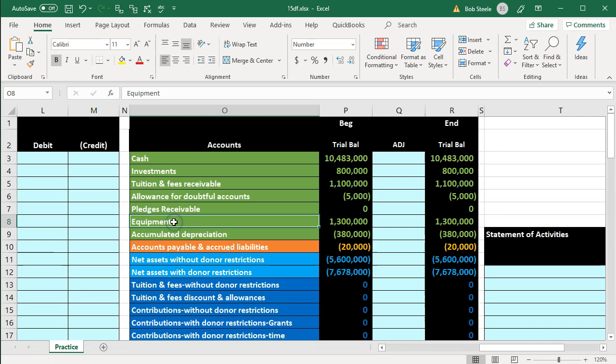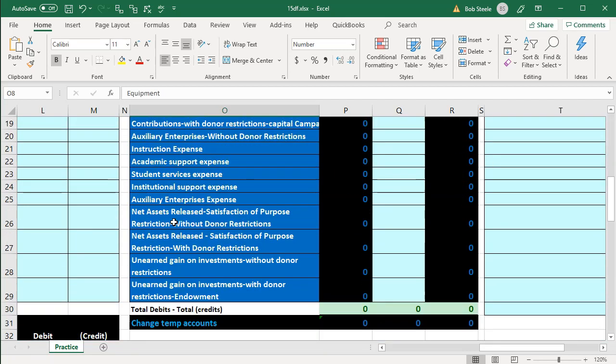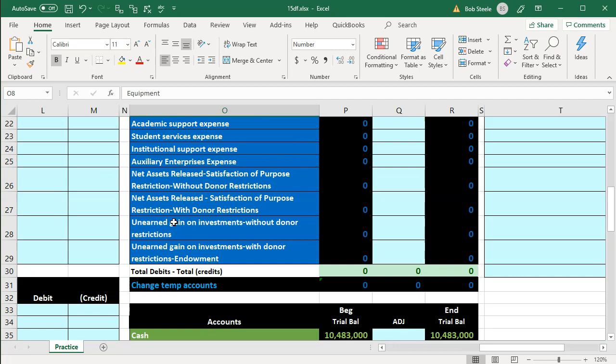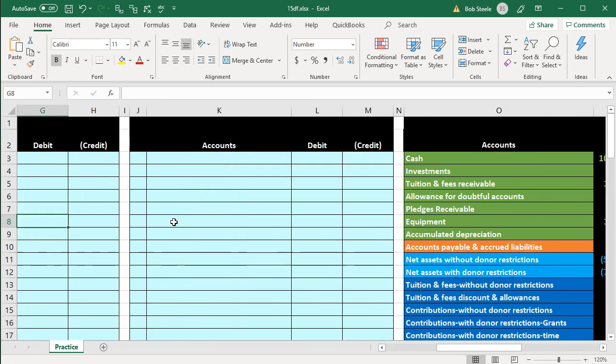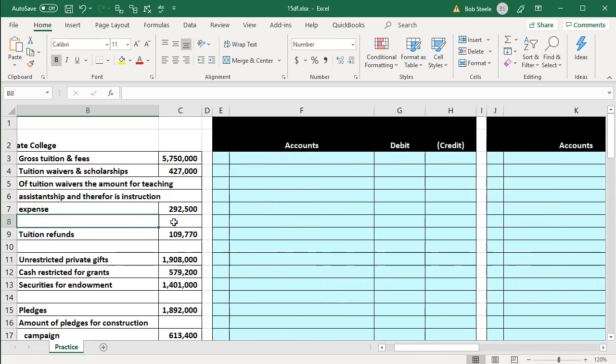Now we're going to scroll back up top, and once we've completed this, we will do the closing entries down below. Then we'll make some financial statements from this. All right, now let's go back to the left. First thing we're going to do is clean up a little bit of our worksheet.